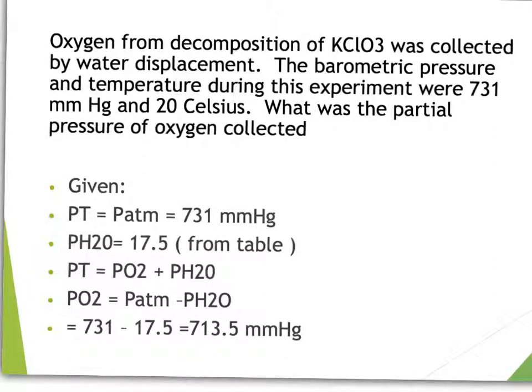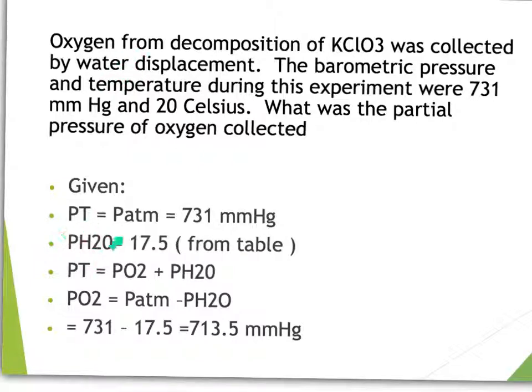Oxygen from the decomposition of potassium chlorate was collected by water displacement. The barometric pressure and temperature during this experiment were 731 millimeters of mercury and 20 degrees Celsius. What is the partial pressure of oxygen collected? Well, we are told that our total pressure was 731 millimeters of mercury. We were also given water displacement. Therefore, that water vapor pressure must be subtracted.